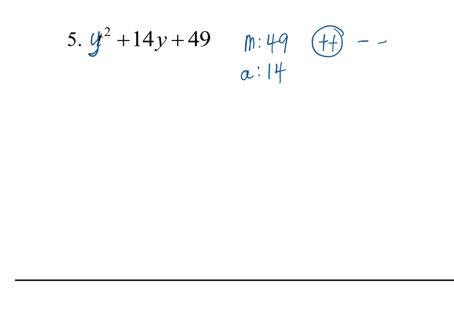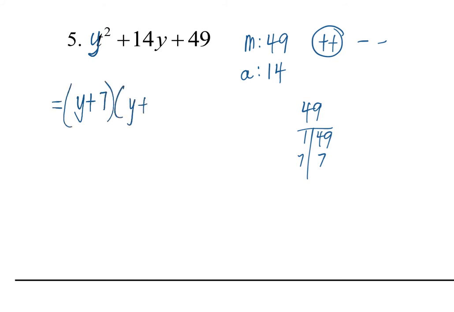So the factors of 49, I believe, are 1 and 49, 7 and 7. We're repeating, we can stop. And 7 and 7, they multiply to give you 49, and they add to give you 14. So you can write that as y plus 7 times y plus 7.